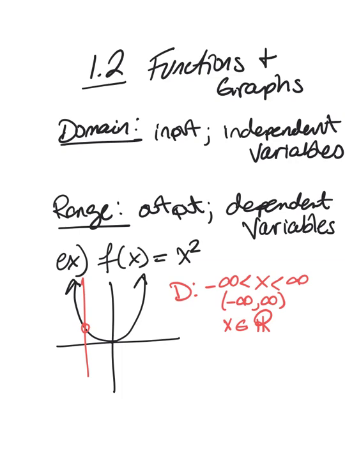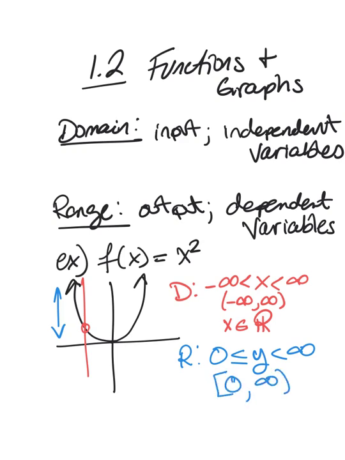The range. Range is your y values. It's where it goes up or down. Well, the lowest that this goes is at 0, and it's including 0. So I can say 0 less than or equal to y less than infinity. Or if I did it with the parentheses, 0, I'd have to do a bracket because it's including 0, to infinity. Or I could say y is just greater than or equal to 0.